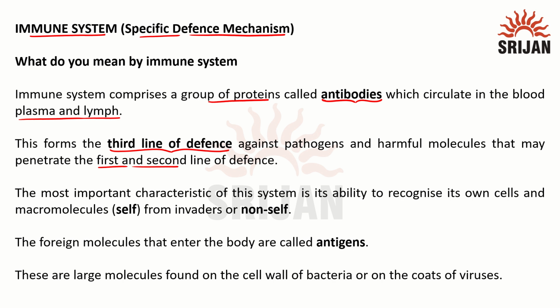two lines of defense. And the most important characteristic is that it has the ability to recognize and distinguish between its own cells and an invader cell or a non-specific cell or structure. The foreign molecules that enter the body are termed antigens. These are also proteins, and these are large molecules found on the cell wall or cell membrane of the bacteria or on the coat of the viruses.